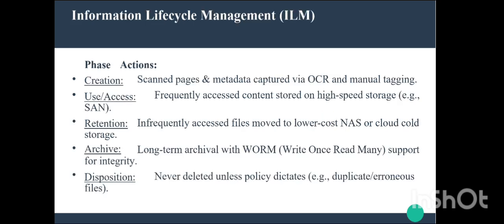Information lifecycle management. This slide shows the phases of information lifecycle management. During creation, scanned pages and metadata are captured through optical character recognition and manual tagging. In the use and access phase, frequently accessed content is stored on fast storage like SAN. For retention, less used files go to NAS or cloud cold storage. In the archival phase, we use WORM support for data integrity. Files are only removed during disposition based on specific policies.